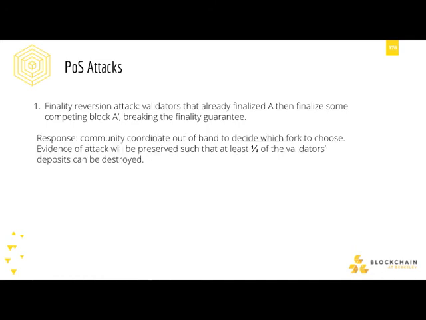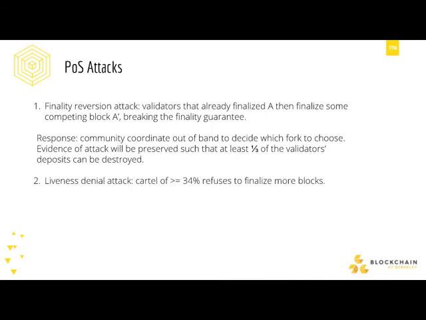But a potential partial solution to this is if the community can coordinate out of band, which of course is not ideal, but it's possible, and then choose which fork to reinstate. And then the evidence of the attack will be there because of safeness. And what it means is that, again, a third of the validators that were malicious, their deposits could be destroyed.